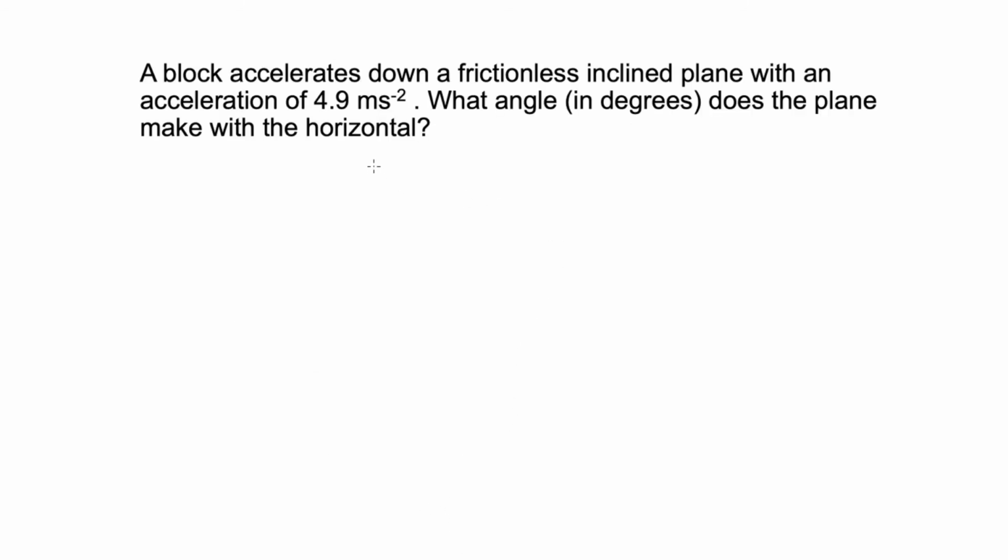Okay, so here's a problem which isn't too hard. A block accelerates down a frictionless inclined plane with an acceleration of 4.9 meters per second squared. What angle in degrees does the plane make with the horizontal? Okay, so here's our plane. We've got a mass on it, some mass m, we're not told. It's accelerating down the plane, and we want to know what theta is.